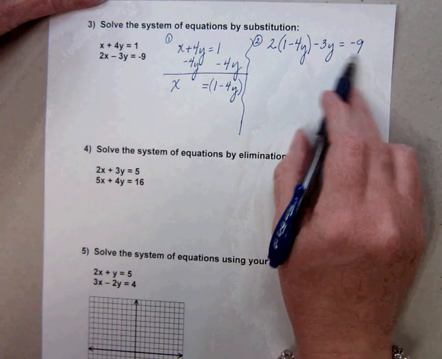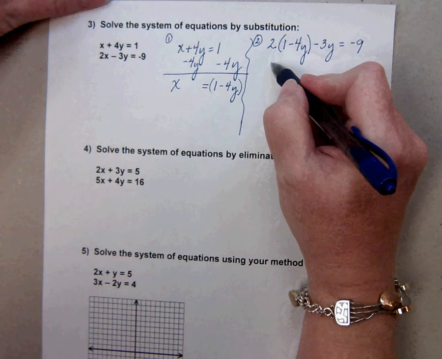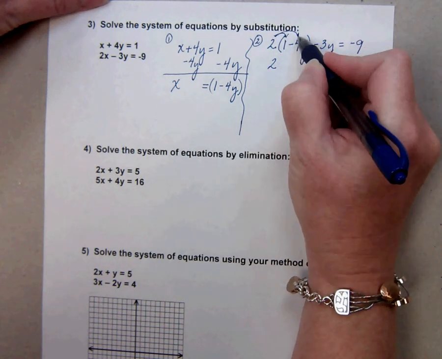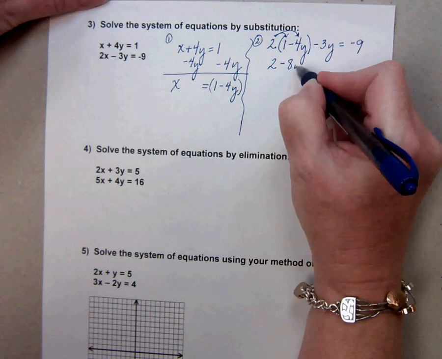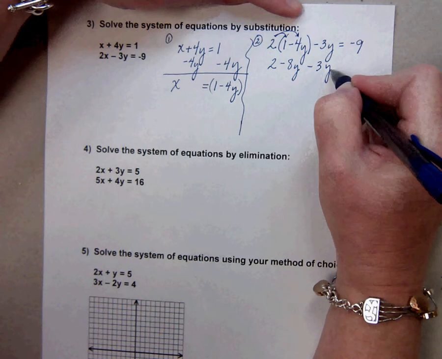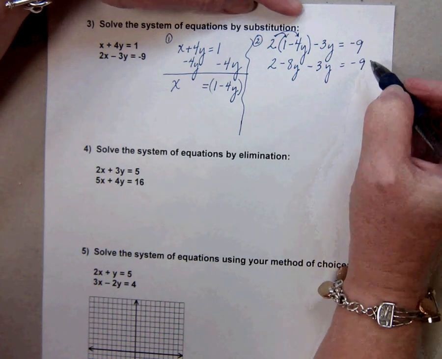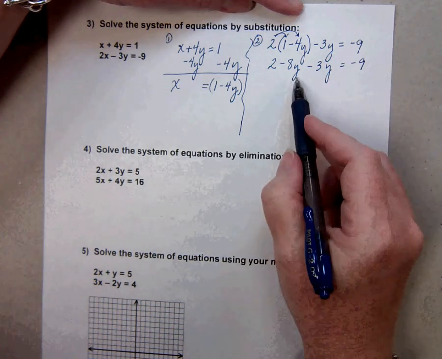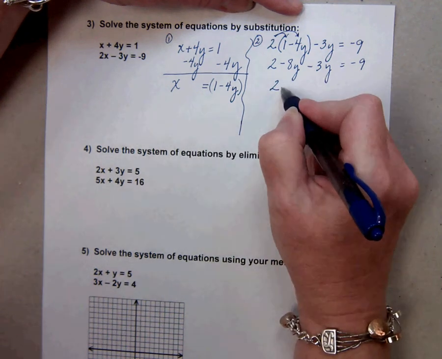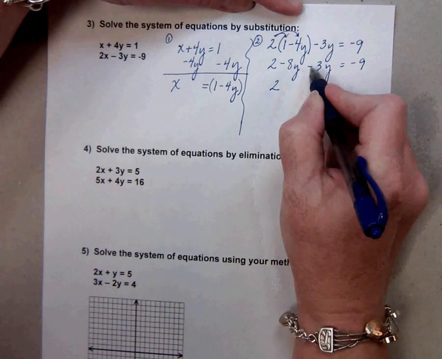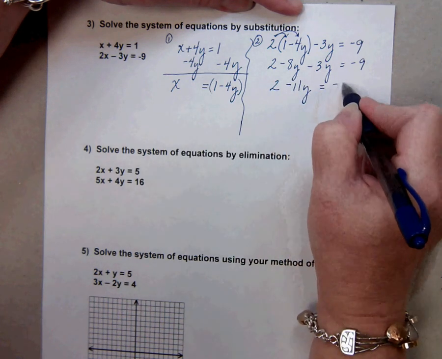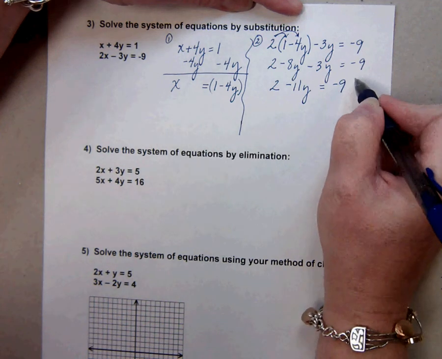Now it's got a y value that we're going to solve for. You need to distribute your 2 times 1 and 2 times the negative 4y, so that's a negative 8y minus 3y is equal to negative 9. Now because you have y terms that you can combine, you need to put those two together, so that would make it 2. Negative 8 minus 3 is negative 11 equals negative 9.